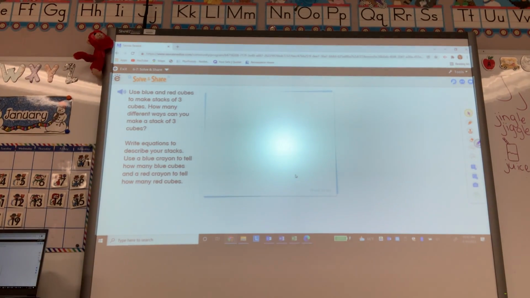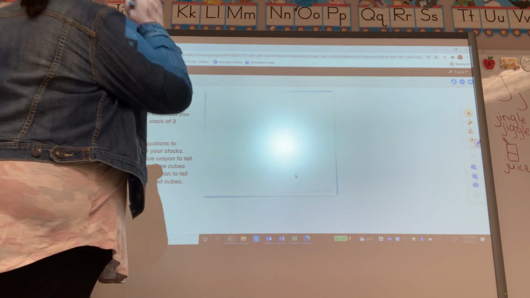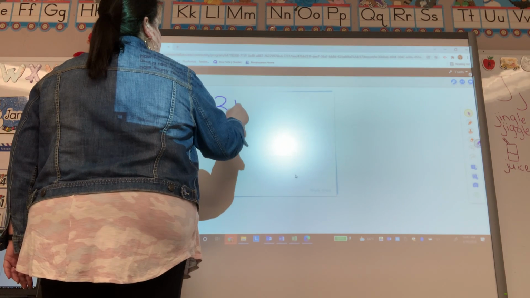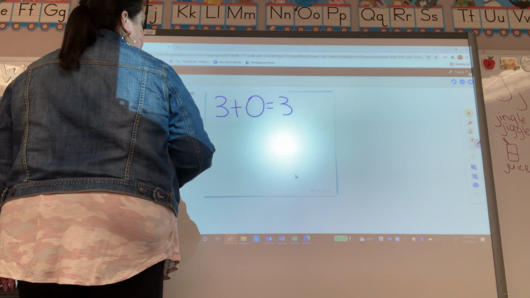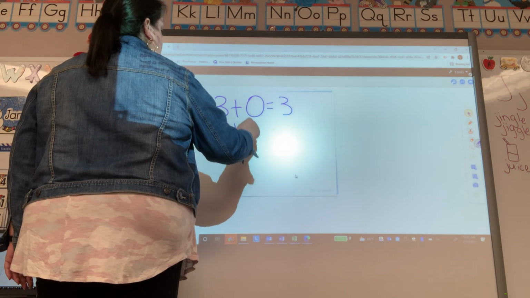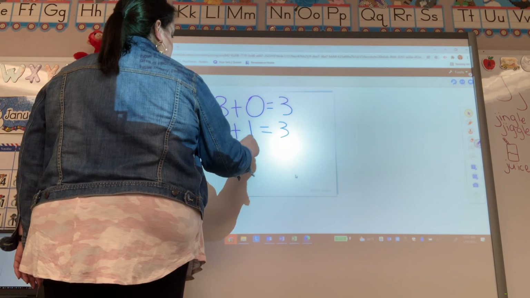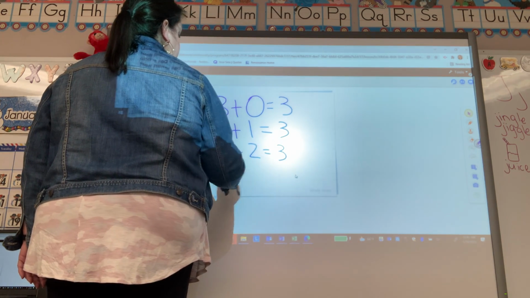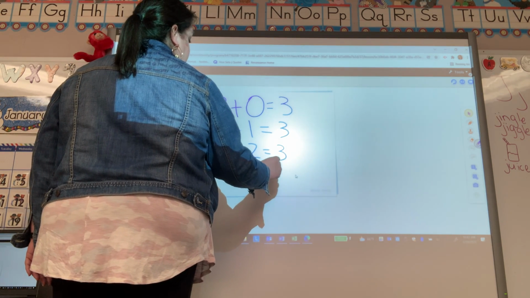So I'm going to move the phone. Sorry about this. And we're going to write that down. 3 plus 0 equals 3. 2 plus 1 equals 3. 1 plus 2 equals 3. And then 0 plus 3 equals 3.